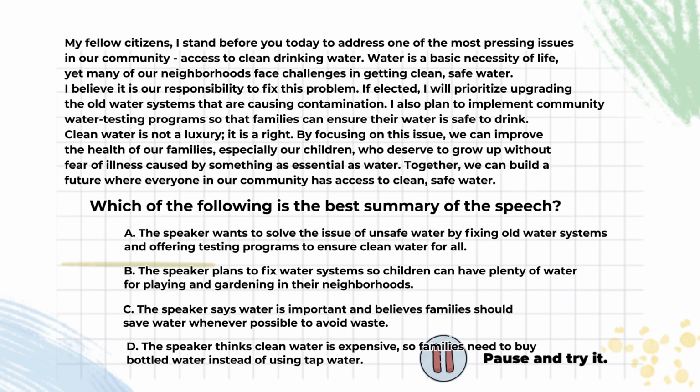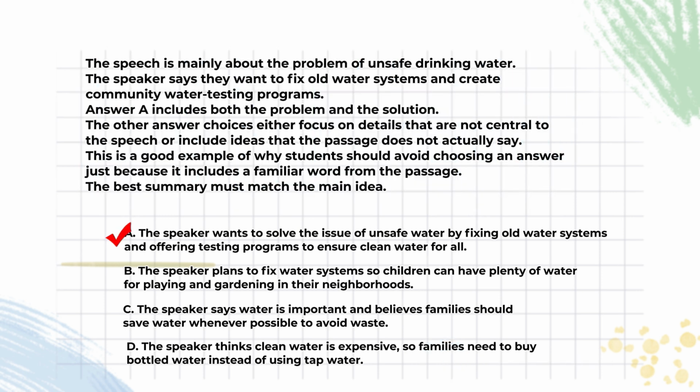The correct answer is A. The speech is mainly about the problem of unsafe drinking water. The speaker says they want to fix old water systems and create community water testing programs. Answer A includes both the problem and the solution. The other answer choices either focus on details that are not central to the speech or include ideas that the passage does not actually say. This is a good example of why students should avoid choosing an answer just because it includes a familiar word from the passage. The best summary must match the main idea.